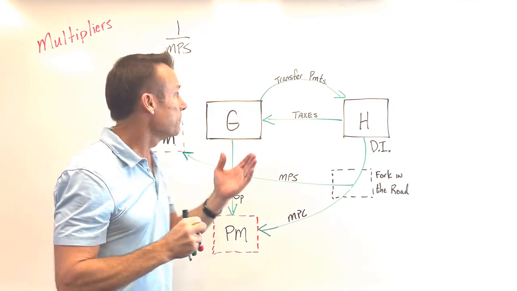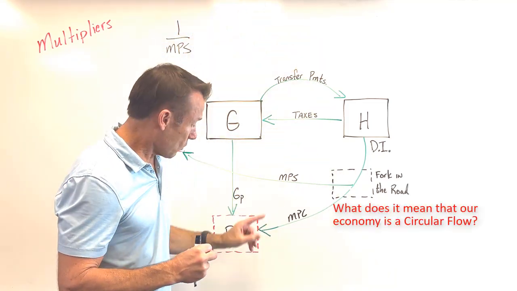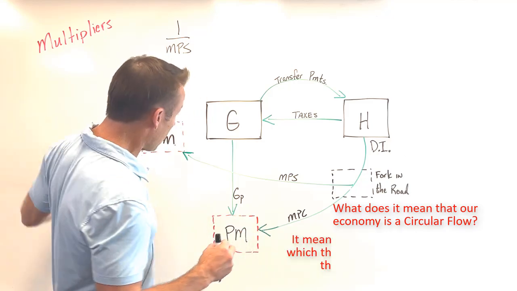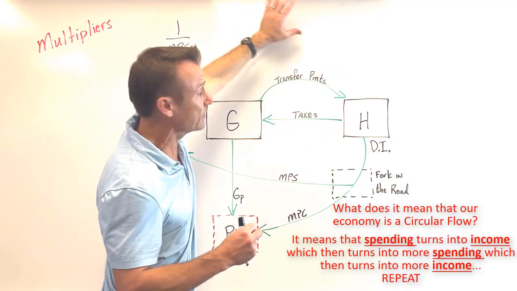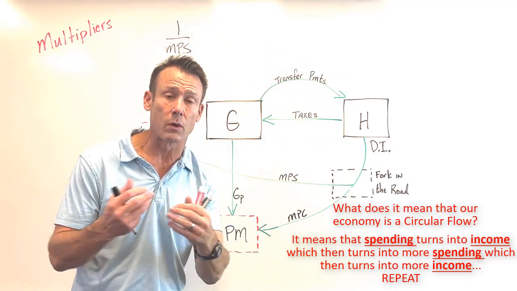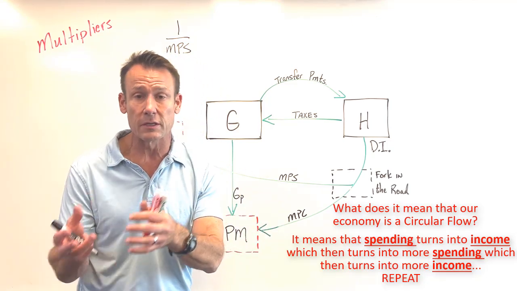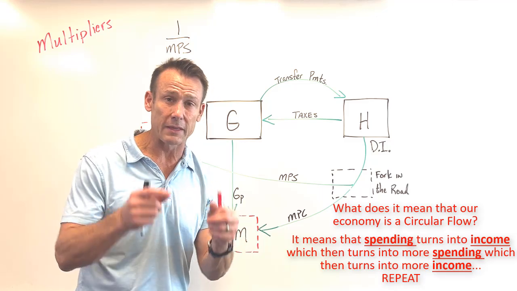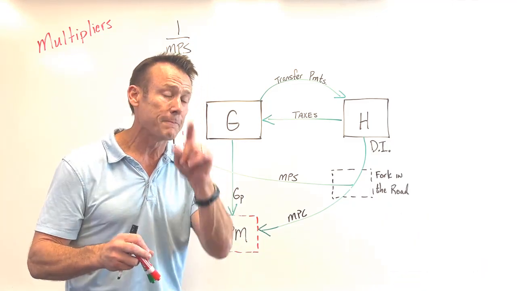Why is that? Because we have a circular flow economy. Spending right here flows into income, which flows into spending, which flows into income, which flows into spending. A circular flow economy. One person's spending turns into another person's income, which then turns into spending, which then turns into somebody else's income. Okay, that circular flow economy is why there is a spending multiplier to begin with.